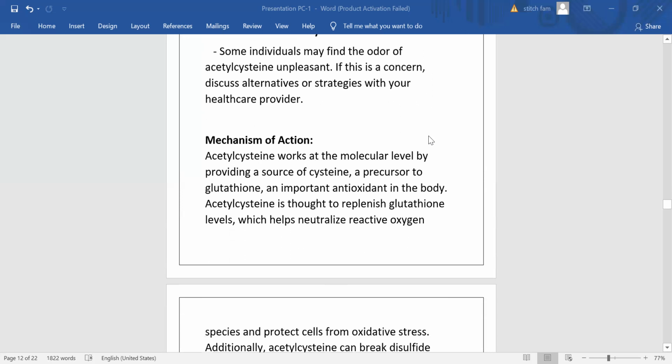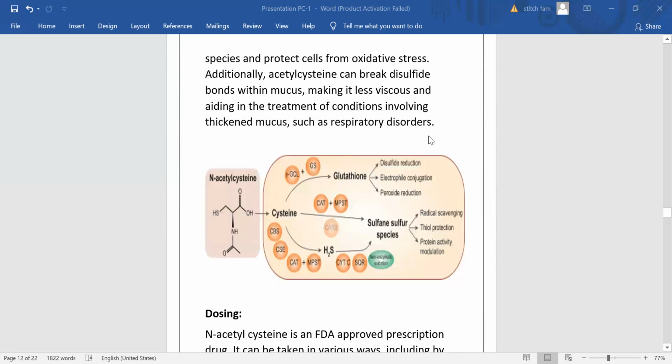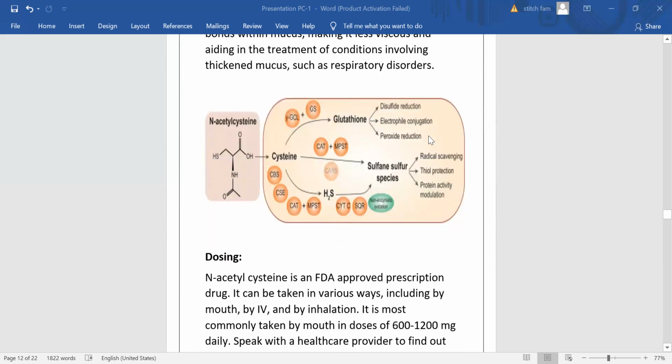Now I'm going to explain the mechanism of action of acetylcysteine with the help of this diagram. Acetylcysteine works at the molecular level by providing a source of cysteine, a precursor to glutathione. What is glutathione? Glutathione is an important antioxidant in the body. Acetylcysteine is thought to replenish glutathione levels, which helps neutralize reactive oxygen species and protect cells from oxidative stress. Additionally, acetylcysteine can break disulfide bonds with mucus, making it less viscous and aiding in the treatment of conditions involving thickened mucus such as respiratory disorders.